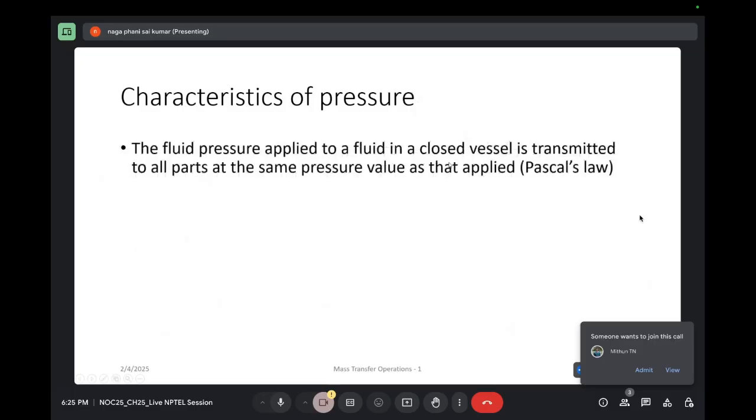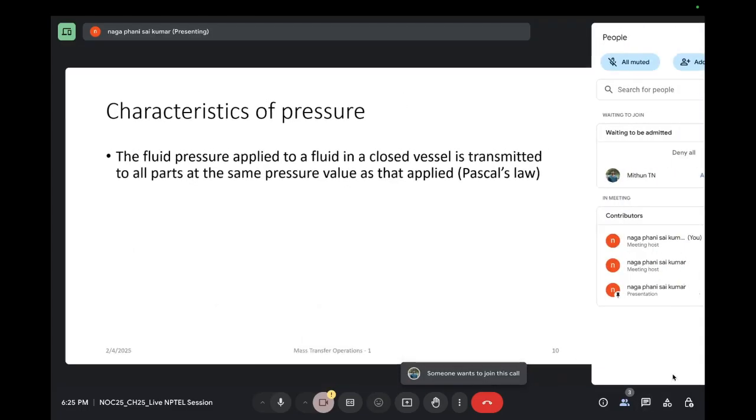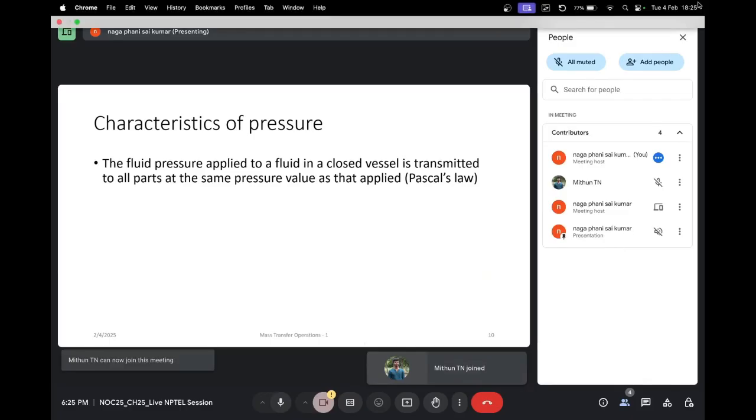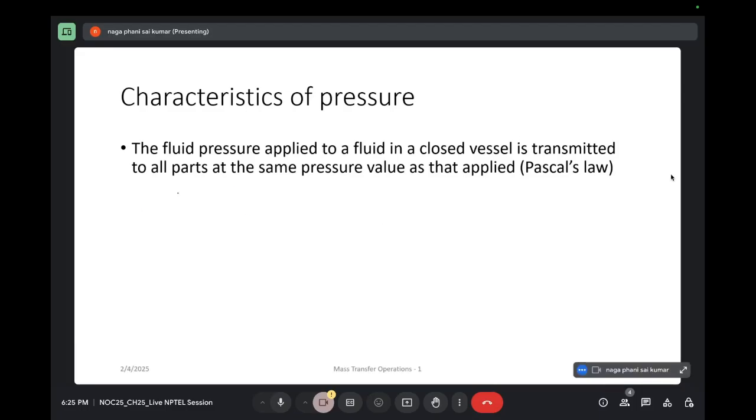And coming to the third property, the fluid pressure applied to a fluid in a closed vessel is transmitted to all parts at the same pressure value as that applied. This is famously called Pascal's law, and this will be used in hydraulics as well. If you observe a hydraulic press, it uses the same principle.